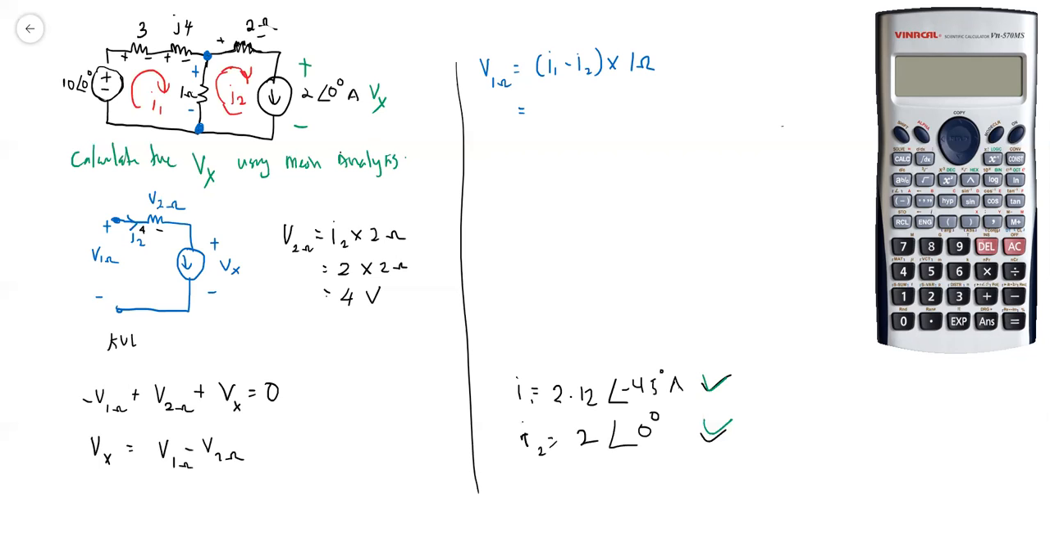So this one is 2.12 angle negative 45 minus 2, multiplied by 1 ohm. You can use your calculator here: 2.12 angle negative 45, minus 2, and then multiply by 1 ohm. So your voltage V1 will be 1.58 with an angle of negative 1.